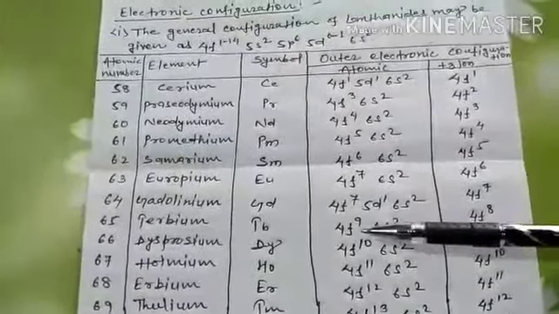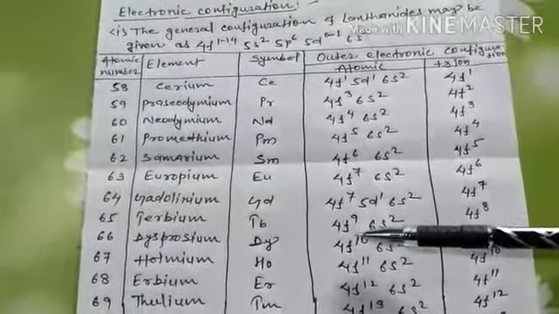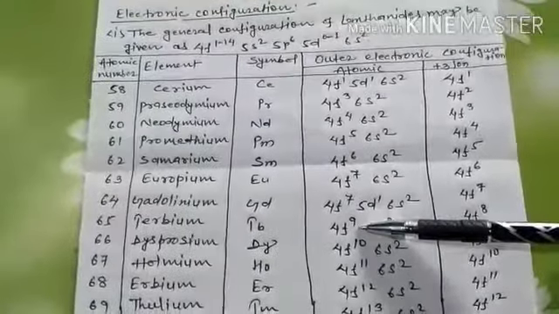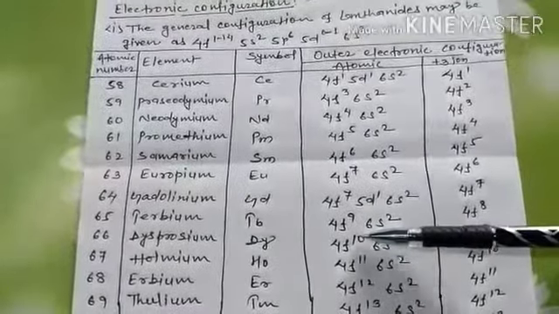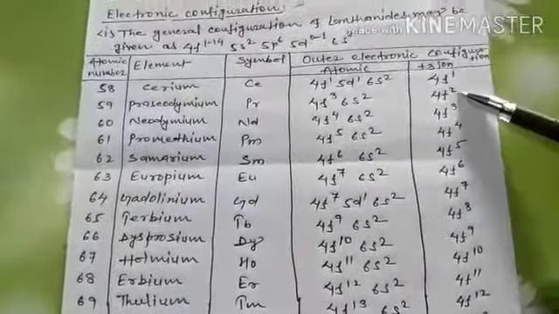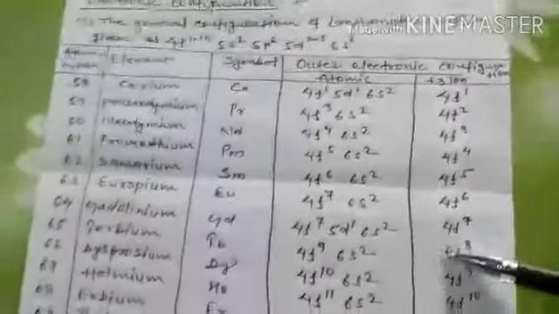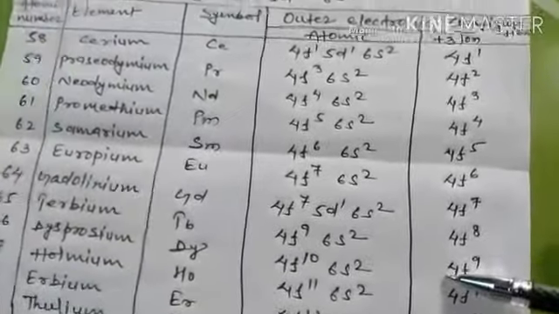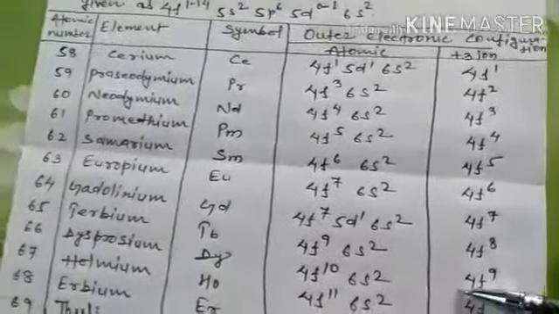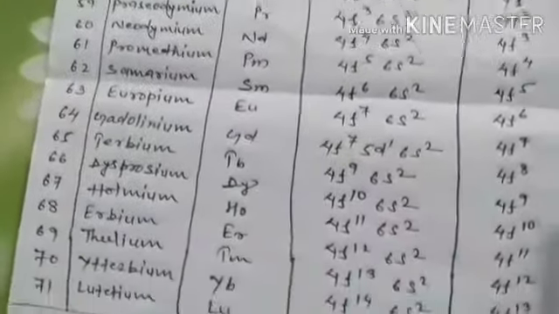So electronic configuration of F block element for 12th is very, very important from the examination point of view. And this is the +3 ions of 4f series, means lanthanides.